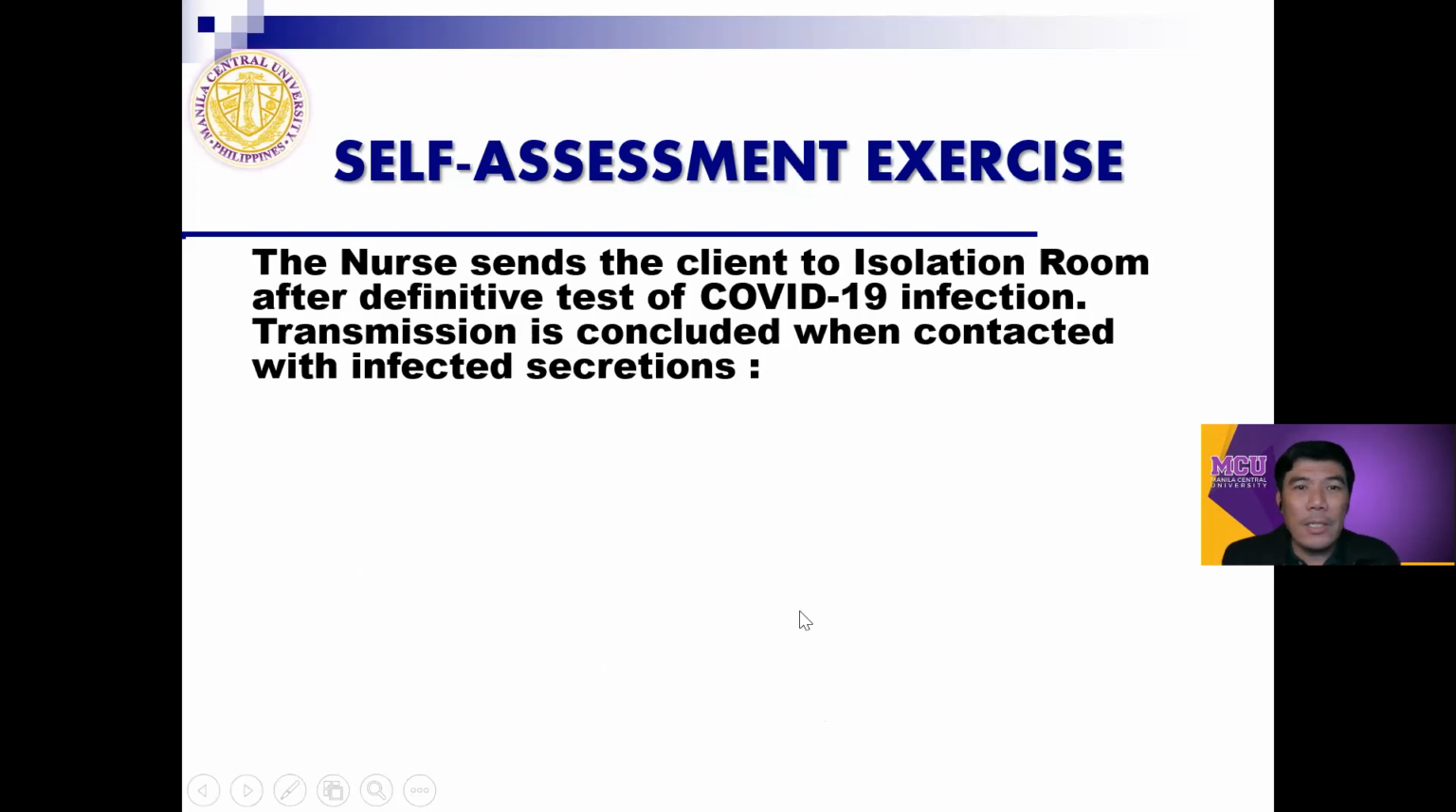Next po, the nurse sends the client to isolation room. For the meantime, we are 40. Okay? So higher tayo at least 30. Okay, 30. I will be glad if you will respond.